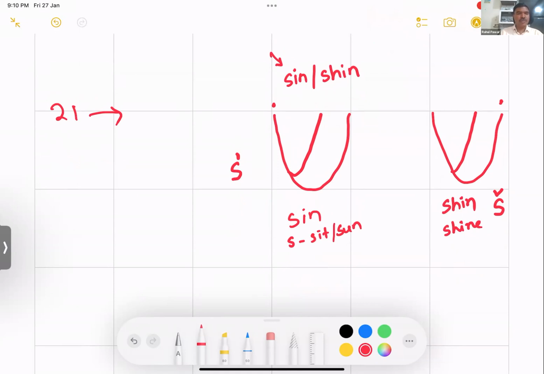When the dot is on the left hand side, then it is sin. And when the dot is on the right hand side, then it is shin. Very important. You need to remember this transliteration. When there is a sin, in English transliteration there is an acute accent, whereas for shin, there is a circumflex which is going downward.